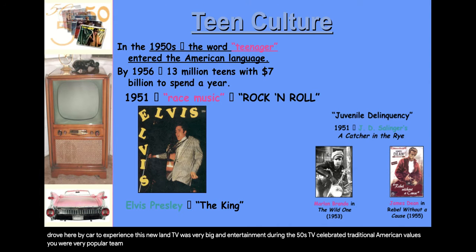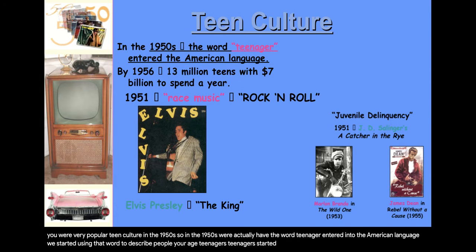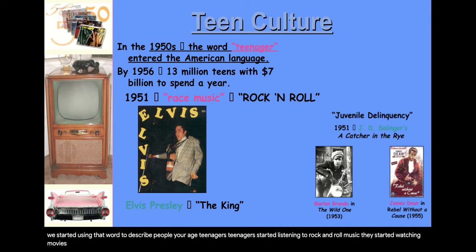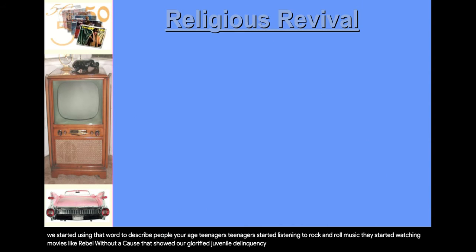And we had teen culture in the 1950s. In the 1950s, the word teenager entered into the American language. We started using that word to describe people your age, teenagers. Teenagers started listening to rock and roll music. They started watching movies like Rebel Without a Cause that showed or glorified juvenile delinquency.